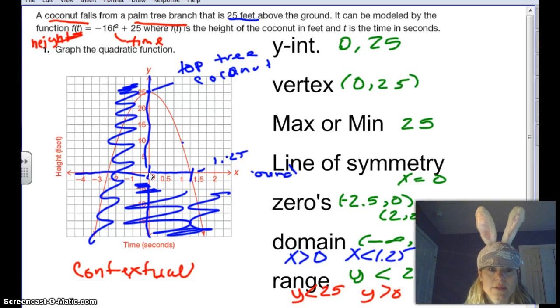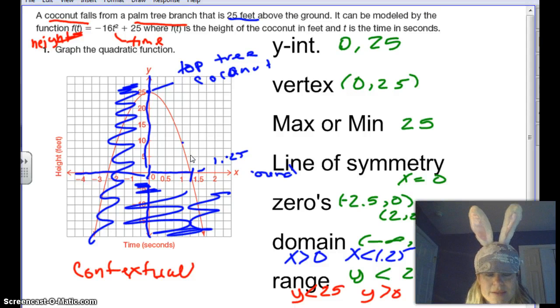So, you know, the coconut, we started at 0 seconds and it hit the ground at 1.25 seconds. So my x values or time are between here. And then again, the height was at 25 and then it dropped and hit the ground. So my range is between 25 and 0. Okay, and we're going to spend a little bit more time with that. So just come in with your notes tomorrow.